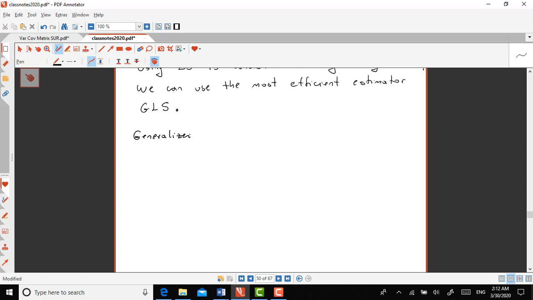Generalized linear regression model for SUR.